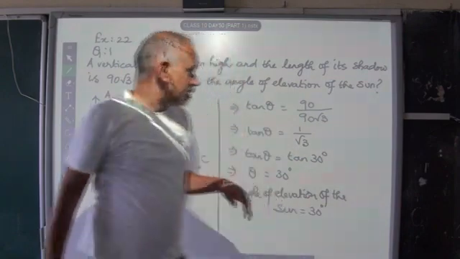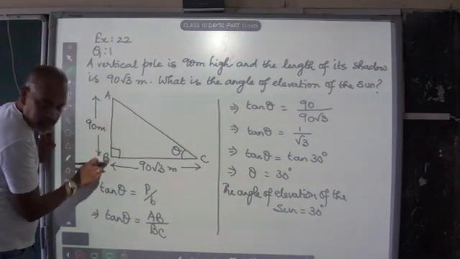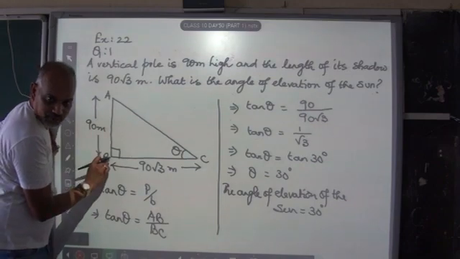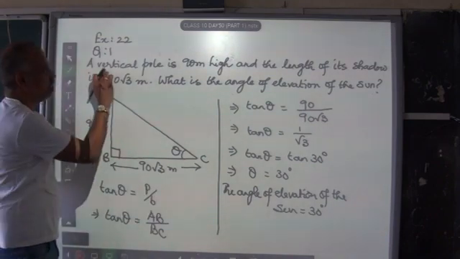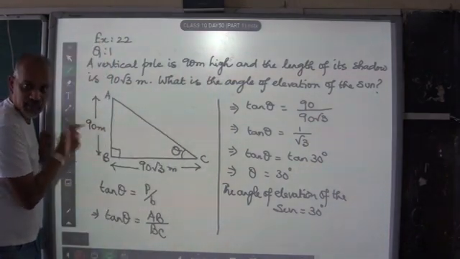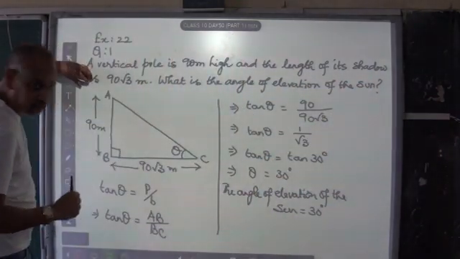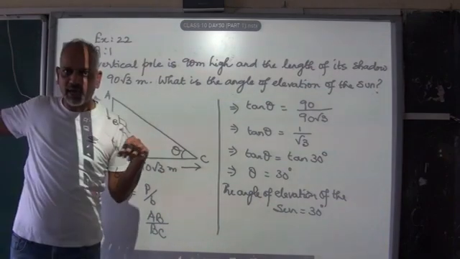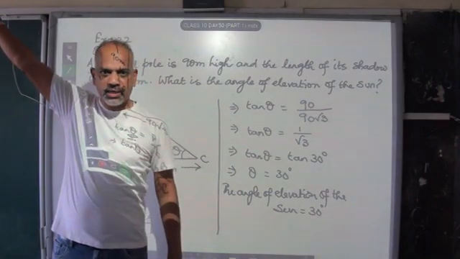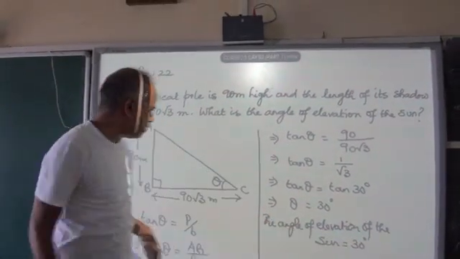So here it says there is a vertical pole. So I have drawn the vertical pole. AB is the vertical pole. If it is a pole, it should be resting on the ground. So this is the ground level. So a vertical pole is 90 meter high. So AB is the pole, its height is 90 meter. And the length of its shadow, so imagine that the sun is here on the right side of the pole. I am the pole, on the right side of the pole is the sun. The shadow of the pole will be on the left side.